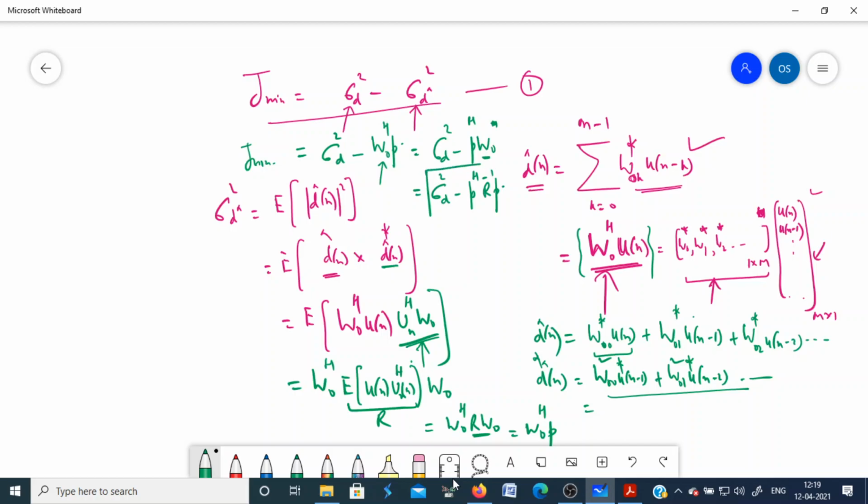This is how you compute the minimum mean square error. Okay, so if you know the autocorrelation matrix, the cross correlation matrix, and the variance of the desired response, you can find what will be the minimum mean square value for the Wiener filter.